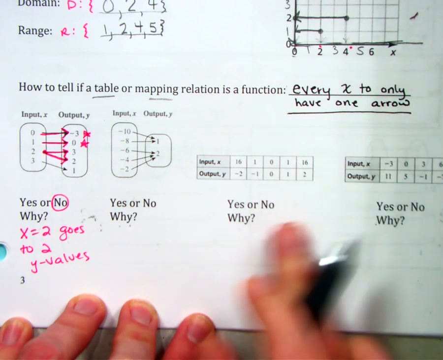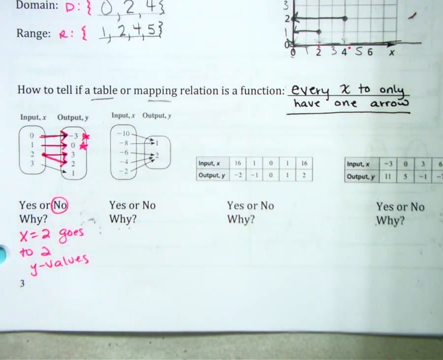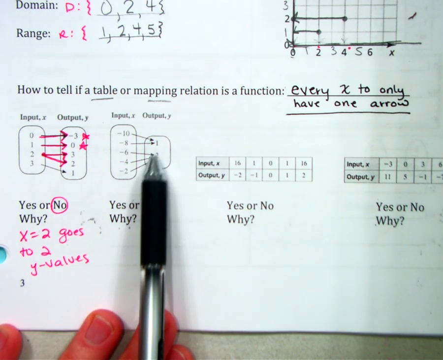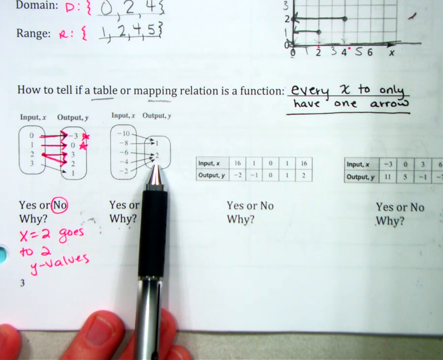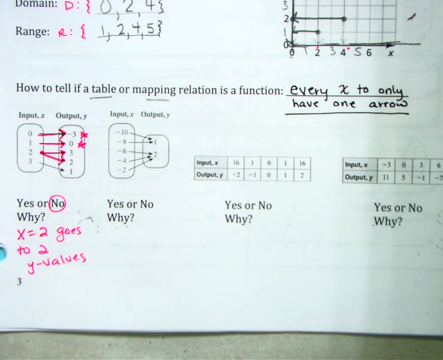We'll talk about the table one in just a minute. So you're looking for every x to only have one arrow coming out. Do I care about the y? No. Y's can be as greedy as they want. Look at this 2 right here and this 1. This 2 right here has 3 arrows coming in saying, gimme, gimme, gimme. Do I care? No, that doesn't matter at all.